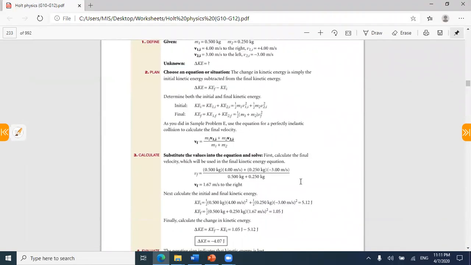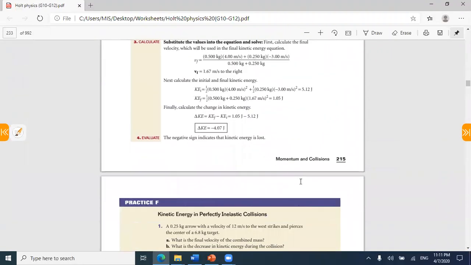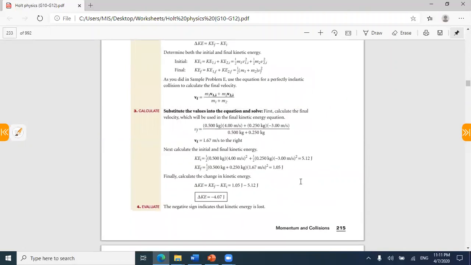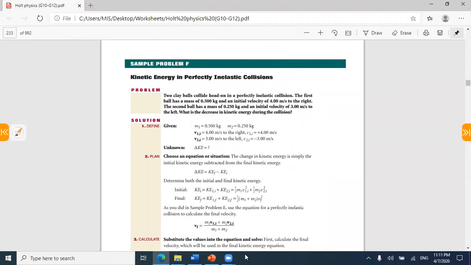And here is another practice to practice everything: V final and kinetic energy. So let's see, like here. Sample problem F: 2 clay balls collide head-on in a perfectly inelastic collision. We are here in about page 208. We'll see after a while.